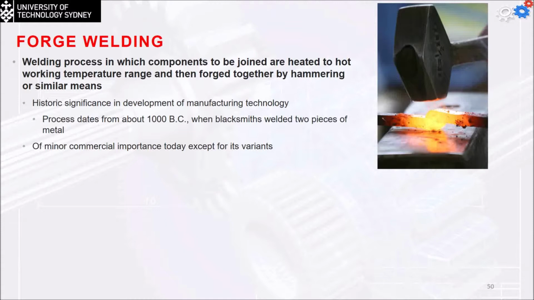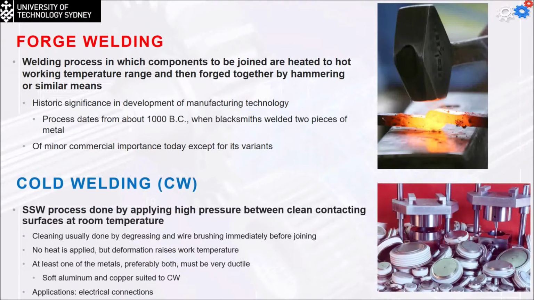The cold welding process just compresses the parts against each other at very high pressure. It's going to be performed at room temperature. So usually you need to clean the parts by simply degreasing, wire brushing, and immediately before the joining. No heat is going to be applied, but the deformation raises the work temperature. And at least one of the metals, preferably both, must be a very ductile material, so it can flow through the other one. Usually we can use soft aluminum and copper suited for the cold welding process. The application usually is for electrical connections between wires.